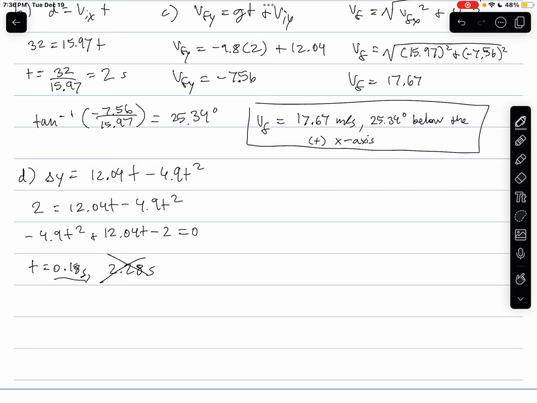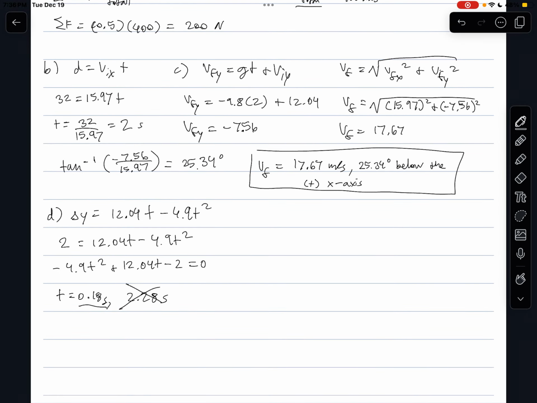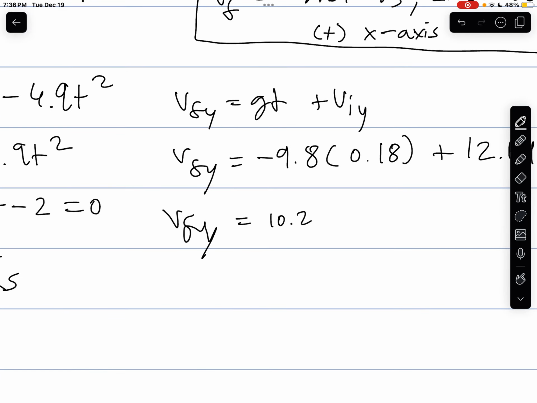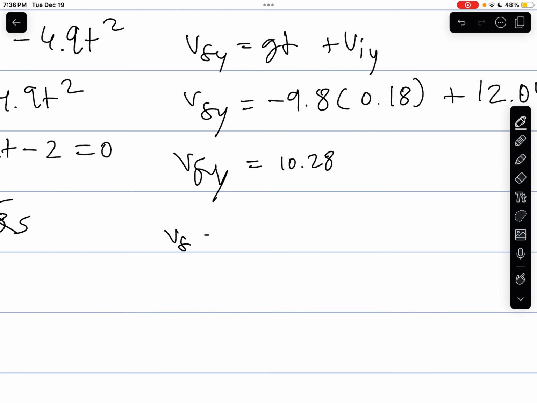So then you are going to use this time right here, 0.18 second. So I'm going to do the same thing I did in part C to find the final velocity. Plug in 0.18 plus 12.04. VFY is going to be 10.28. And now I do the same thing again with the VF by doing the Pythagorean theorem, like square rooting VFX squared plus VFY squared.